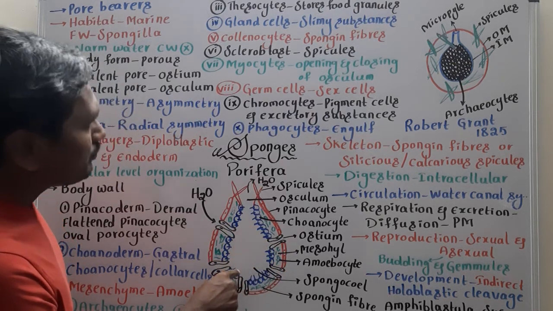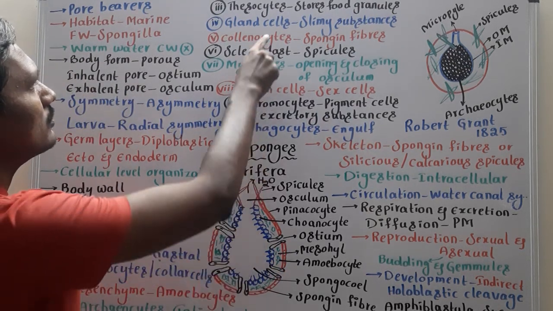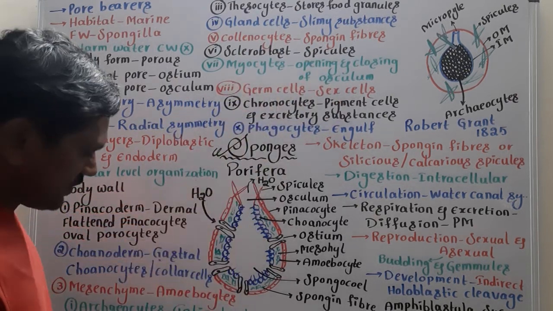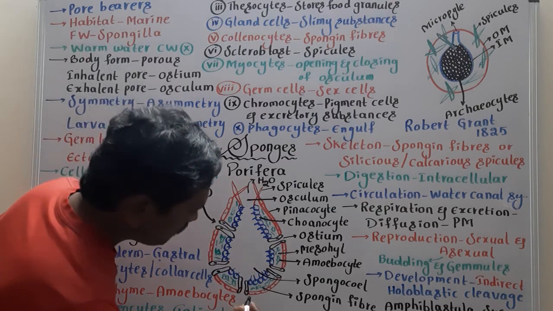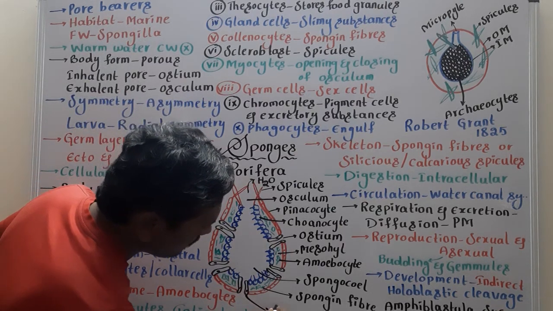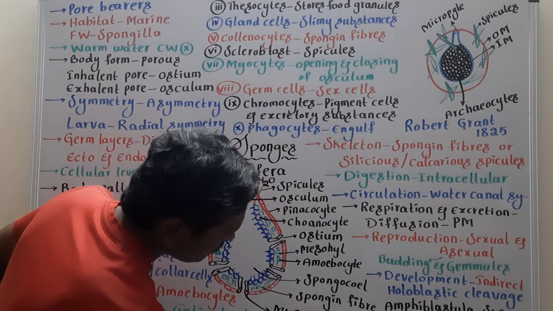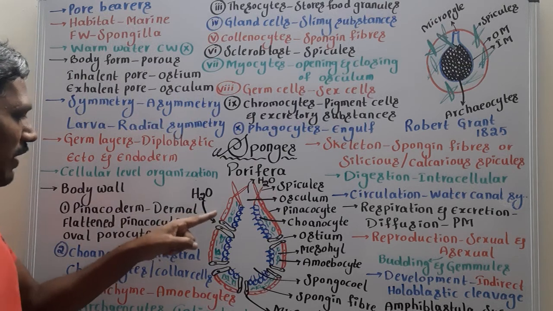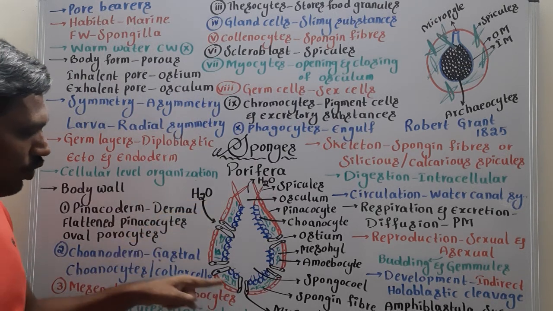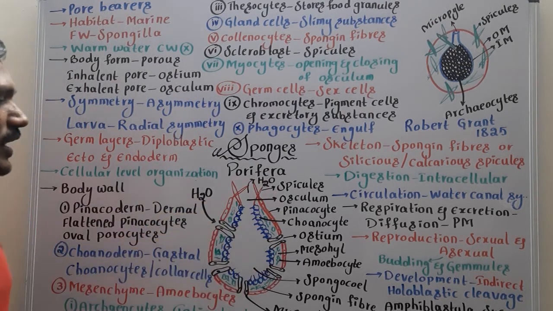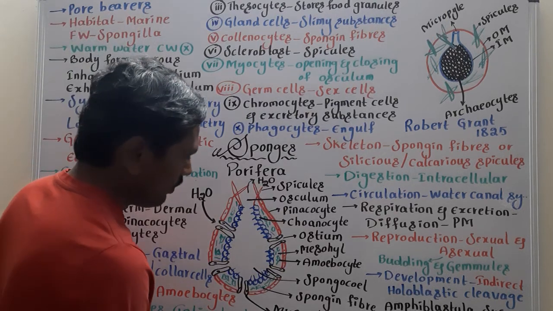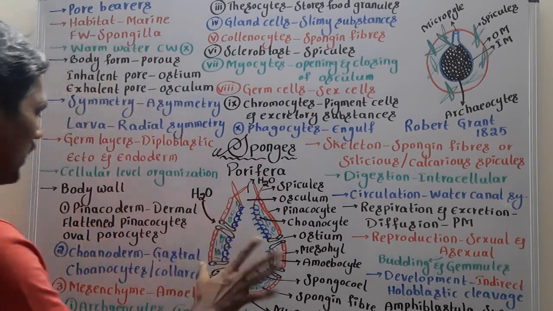cells, I just here myocytes, I didn't label it. This black color cells are called myocytes. So pinacoderm will have flattened pinacocytes and oval myocytes. Okay, these myocytes especially are present in this area. Let us discuss that also.